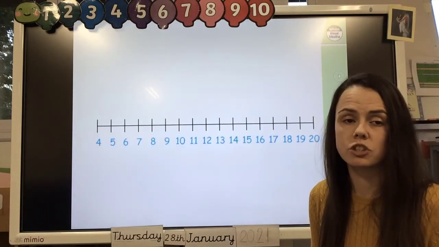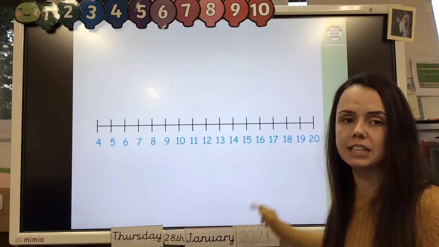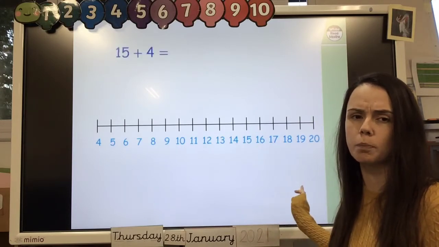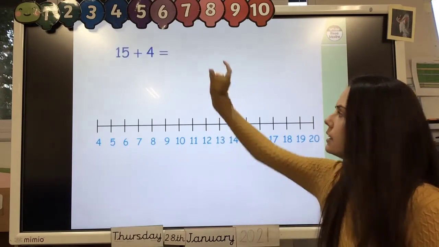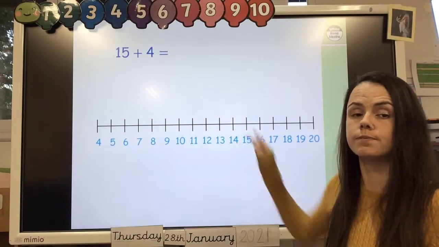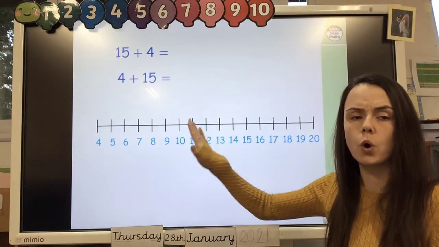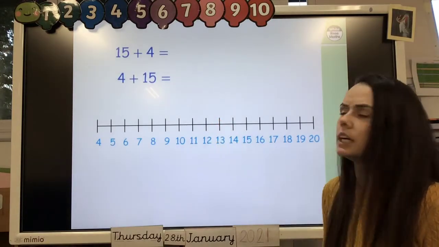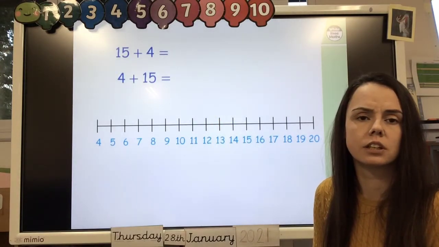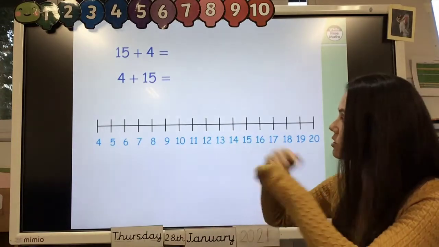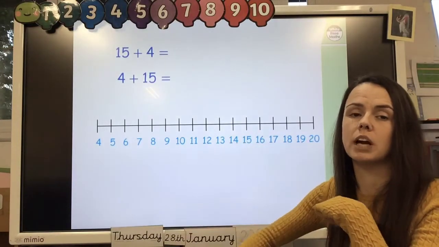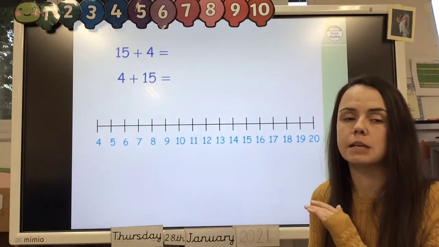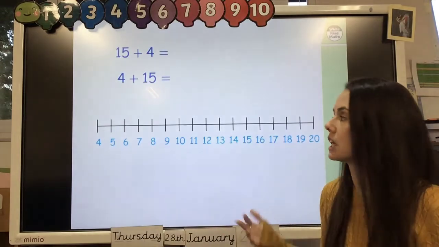Okay, now we're going to try something a little bit different, and this is very complicated, so you're going to need your big brain. We have got 15 add 4. 4 add 15. Is that the same question? It is. It's the same numbers, they're just round the other way. So 15 add 4 and 4 add 15. It's the same question, just different way round. That's fine.